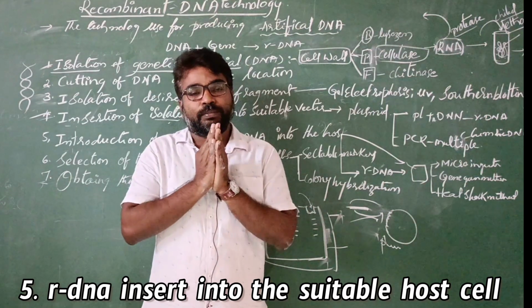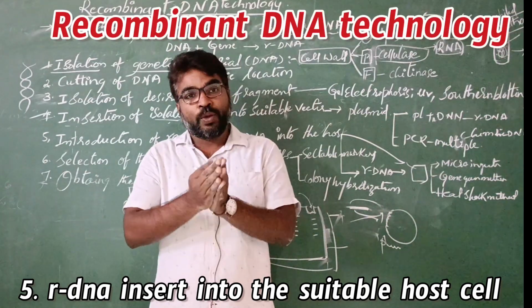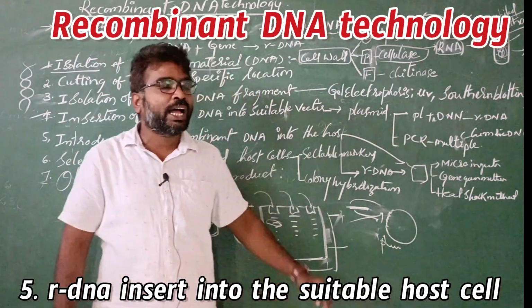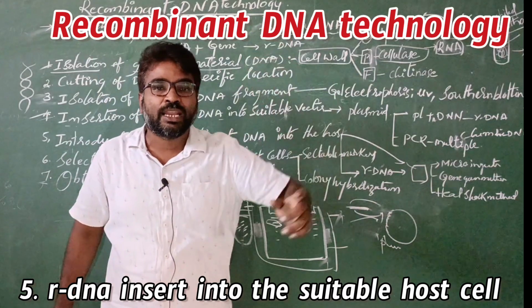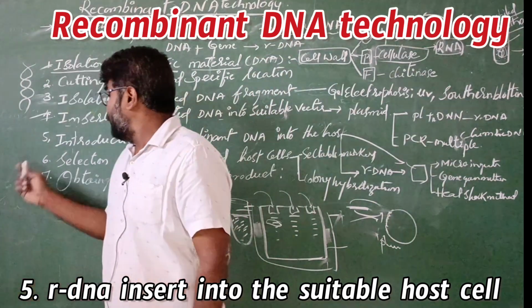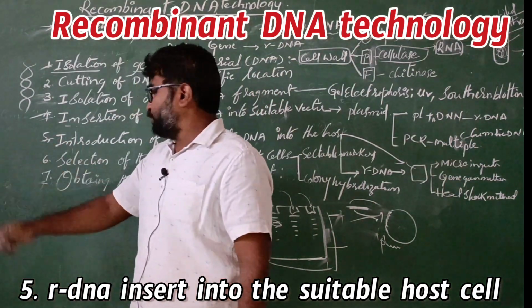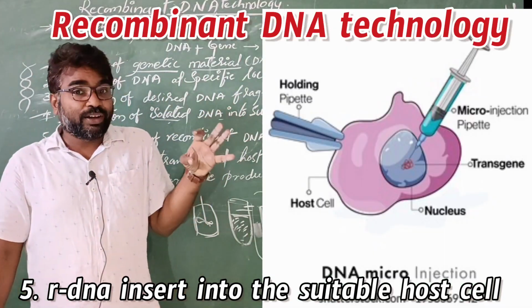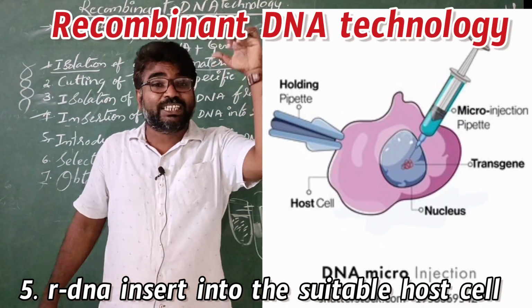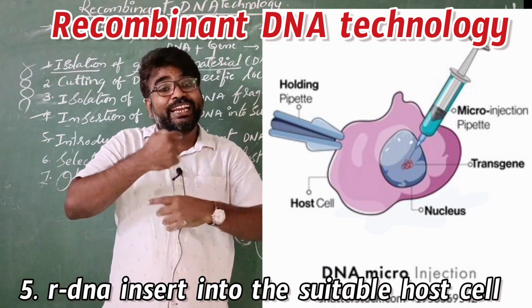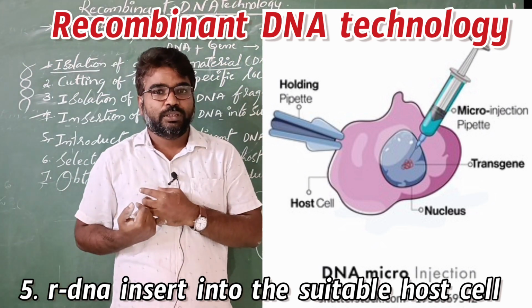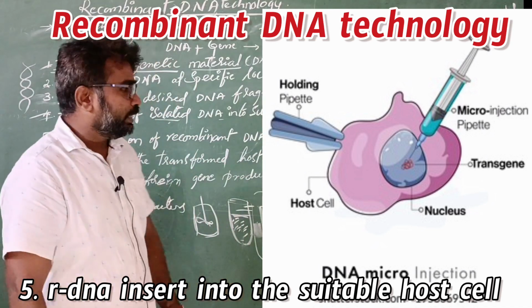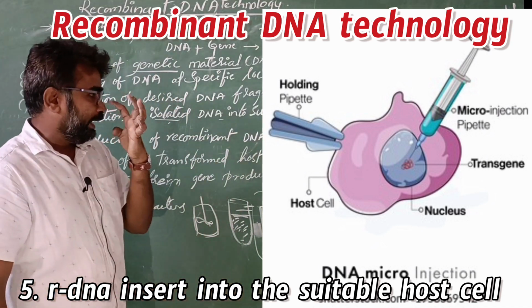Then that rDNA we have to insert into another suitable host cell. That is the fifth step. We require a suitable host cell, because when it is present in a suitable host, then only will it be expressed. For that we are using different techniques.